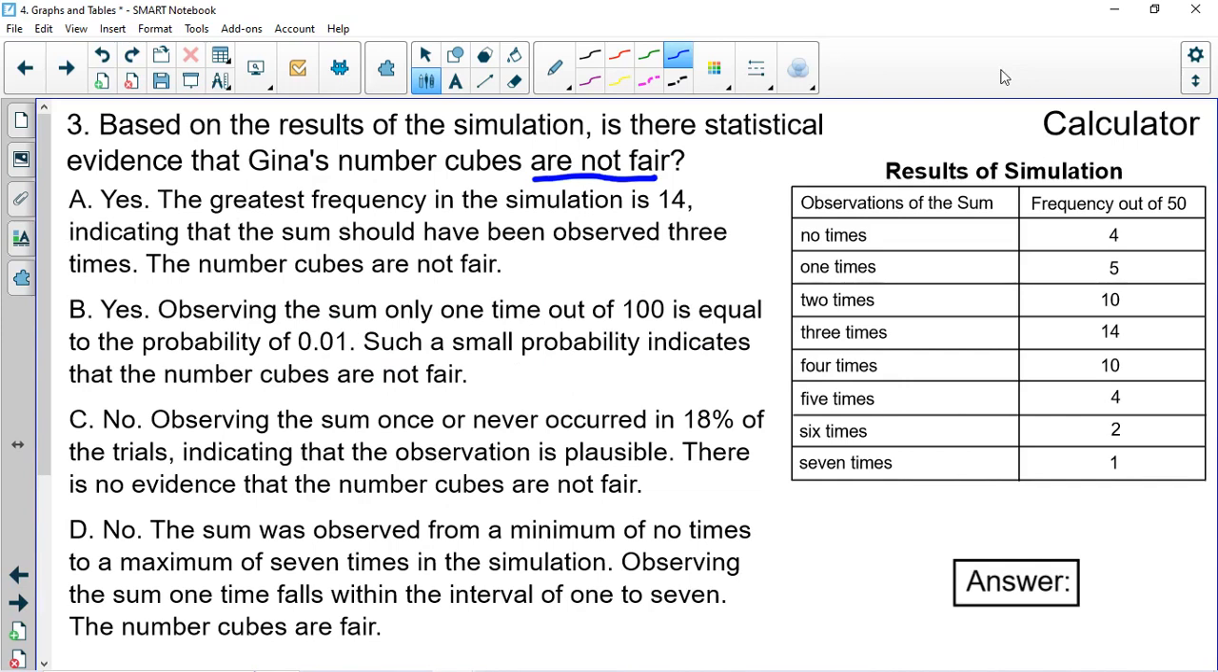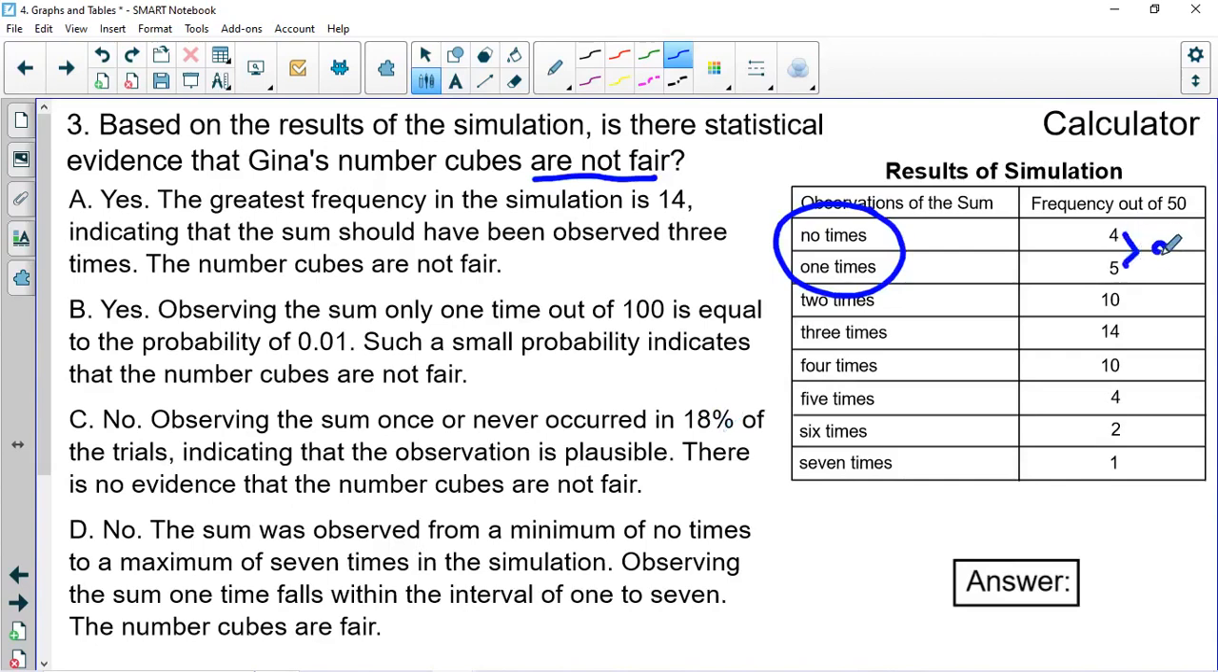Let's take a look at C. It says no. Observing the sum once or never occurred in 18% of the trials, indicating that the observation is plausible. There is no evidence that the number cubes are not fair. All right, this sounds promising. Let's take a closer look though. So the sum once or never occurred. So we're talking about no times or one time. And this 18%, oh, okay.